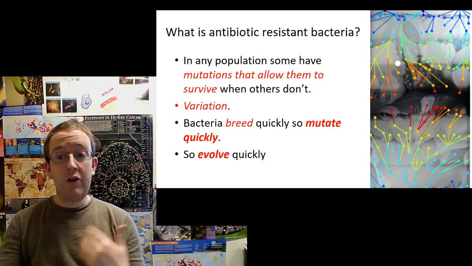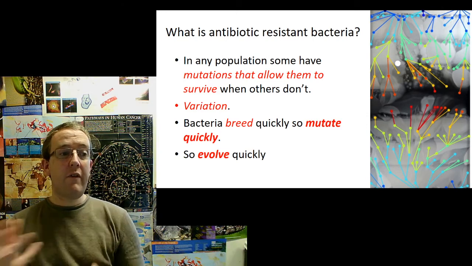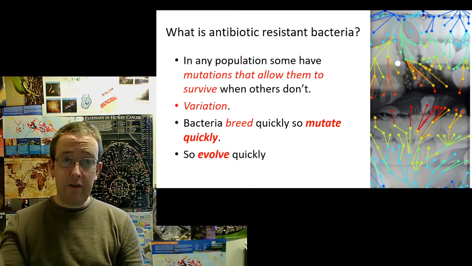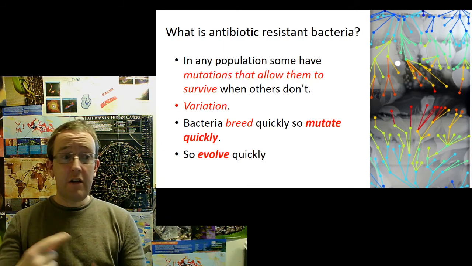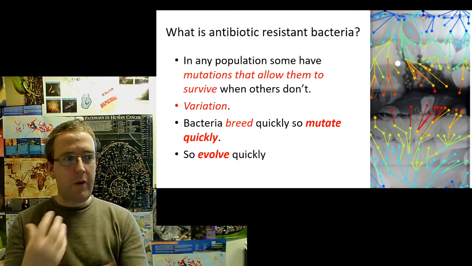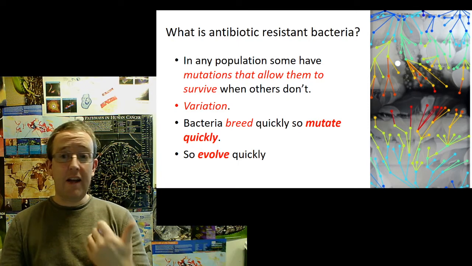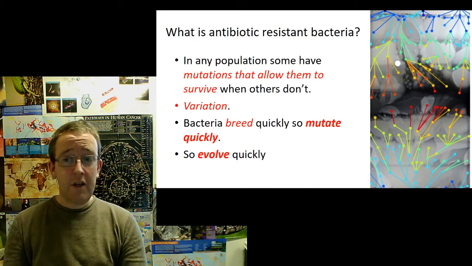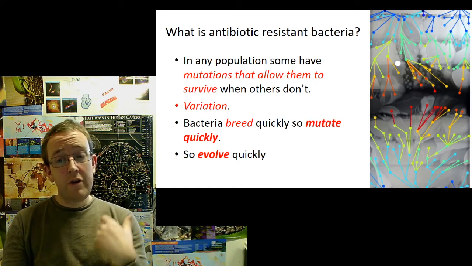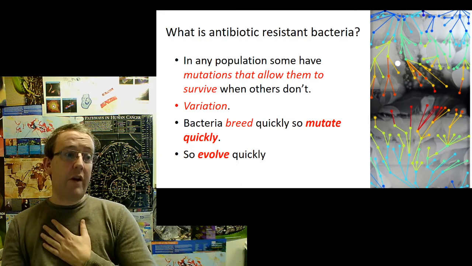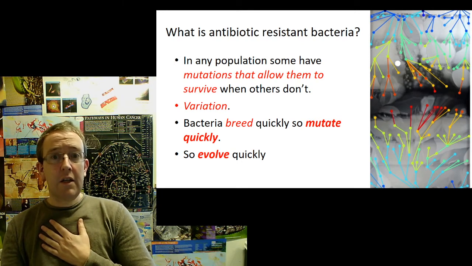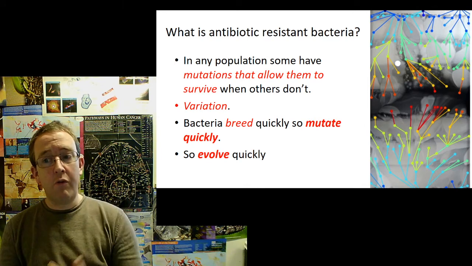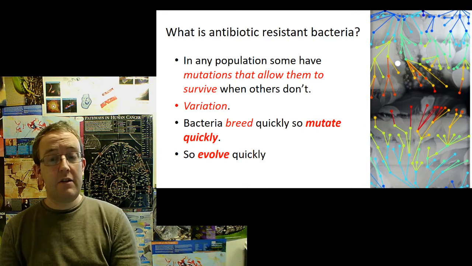That's variation, and the reason this variation pops up is bacteria reproduce really fast and really sloppily. So mutations come along really quickly and really often. If a mutation kills one of them, it doesn't affect any of the others, so they just grow and grow and grow. A generation time for us might be 20 or 30 years, for them it's about 20 minutes. This is why they evolve so quickly and why they mutate so quickly.